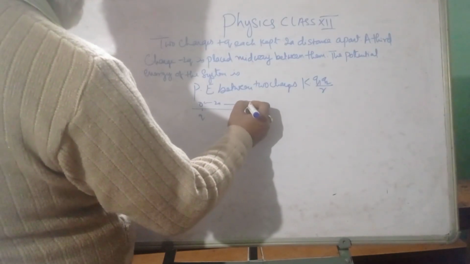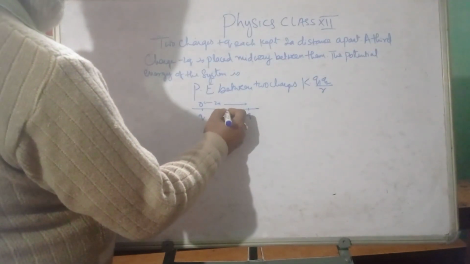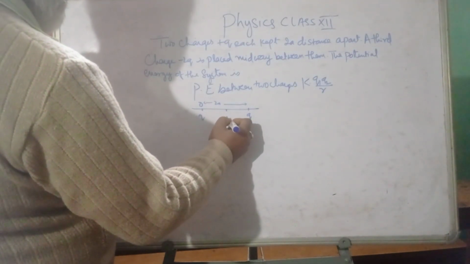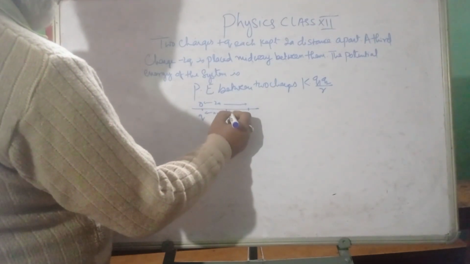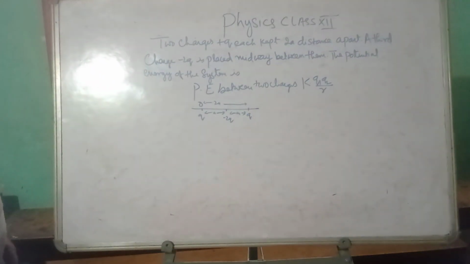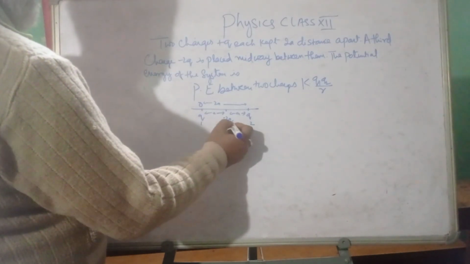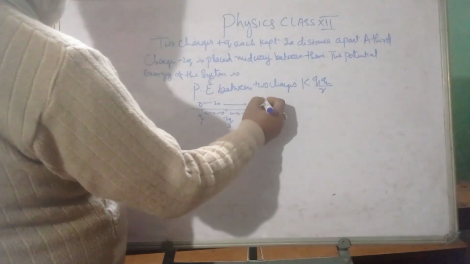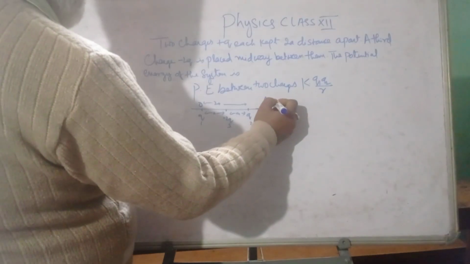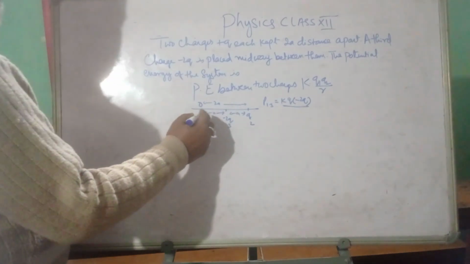Here another charge q, and a third charge, minus 2q, is placed midway between these, so this is a, and this is also a. So your figure is somewhat like this. Now let us take 1, 2, and this is 3. So the potential energy between 1 and 3, U13, what will it be? k q into minus 2q, and your distance is a.